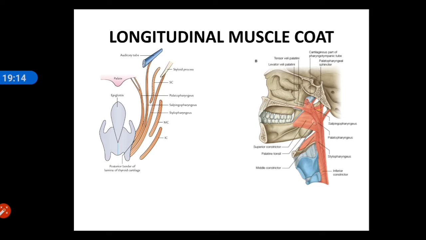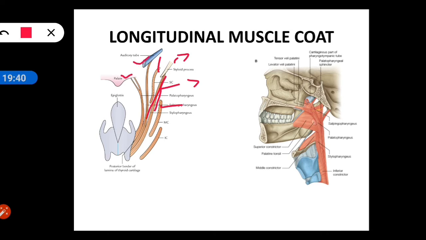We will see the origin and insertion of each muscle. Now first we will discuss about the stylopharyngeus muscle. So this is the stylopharyngeus muscle. This muscle arises from the medial surface and base of the styloid apparatus. It reaches the pharynx, passing in between the superior constrictor and the middle constrictor. Then it joins with the other two muscles, namely salpingopharyngeus and the palatopharyngeus, and it gains attachment into the posterior border of the thyroid cartilage. So we have discussed about the stylopharyngeus muscle.